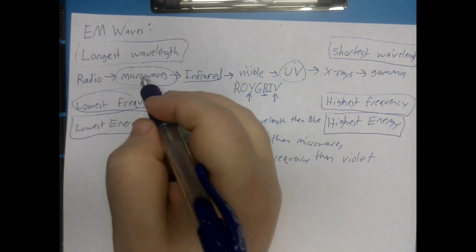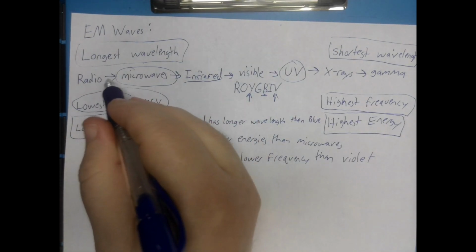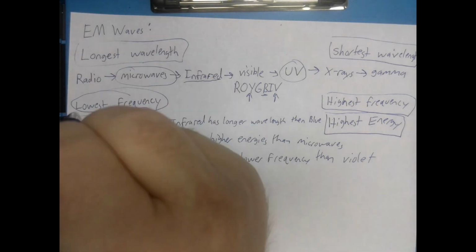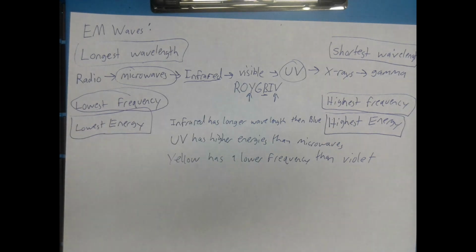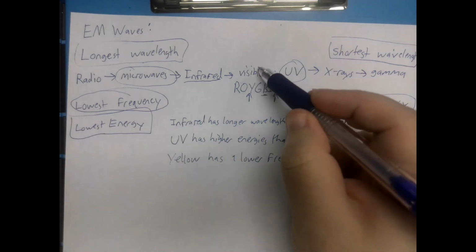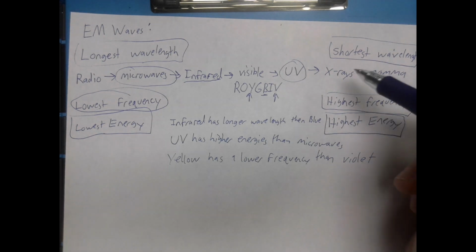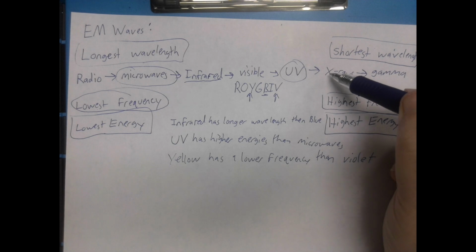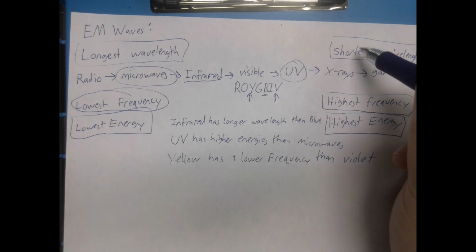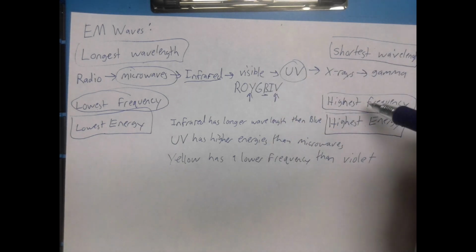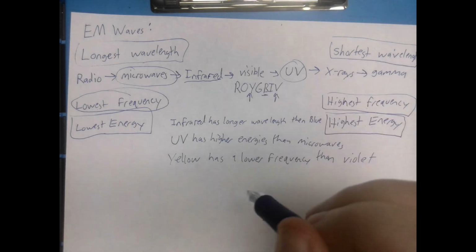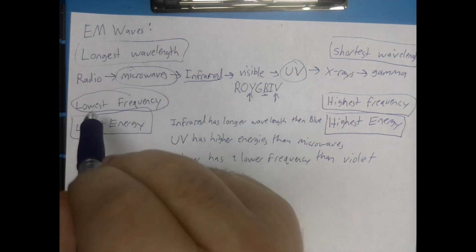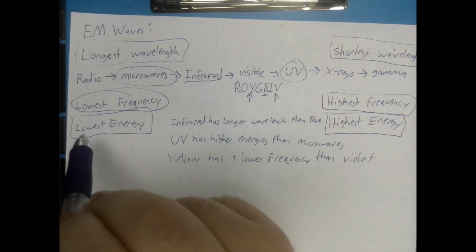So radio versus microwave. Radio is to the left of microwave. So it will fit all these. It has a longer wavelength, a lower frequency, and a lower energy. Have a look at visible light versus X-rays. X-rays is to the right, so we choose these terms. This is because it's to the right of visible. It is a shorter wavelength, a higher frequency, and a higher energy than visible. Visible is to the left, so visible has a longer wavelength, a lower frequency, and a lower energy.